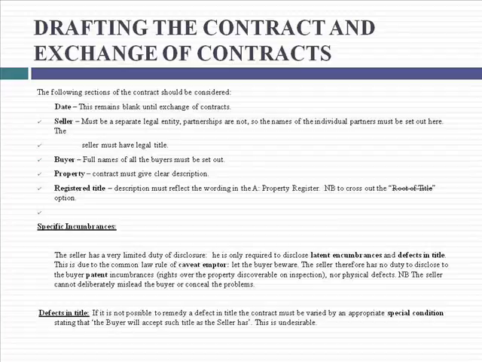Property. The contract must give a clear description. Register title description must reflect the wording in the A property register. And B, to cross out the root of title option.